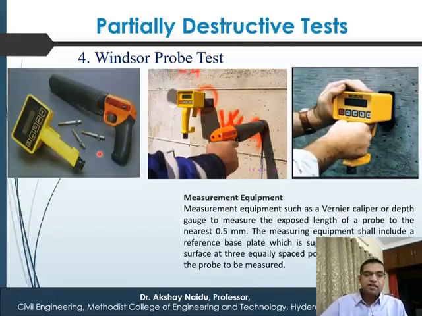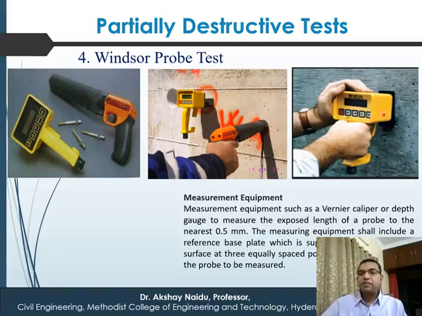So here is the probes, here is the gun, here is the depth of penetration of the probe measuring device. So the Windsor probe gun is put to the concrete wall and it is shot, so the probe gets inserted. Once the probe gets inserted, you have another mechanism of putting a cap around the probe and then measuring the length of the probe that is protruding out of the concrete. So there are beautiful videos on this, you can watch later.